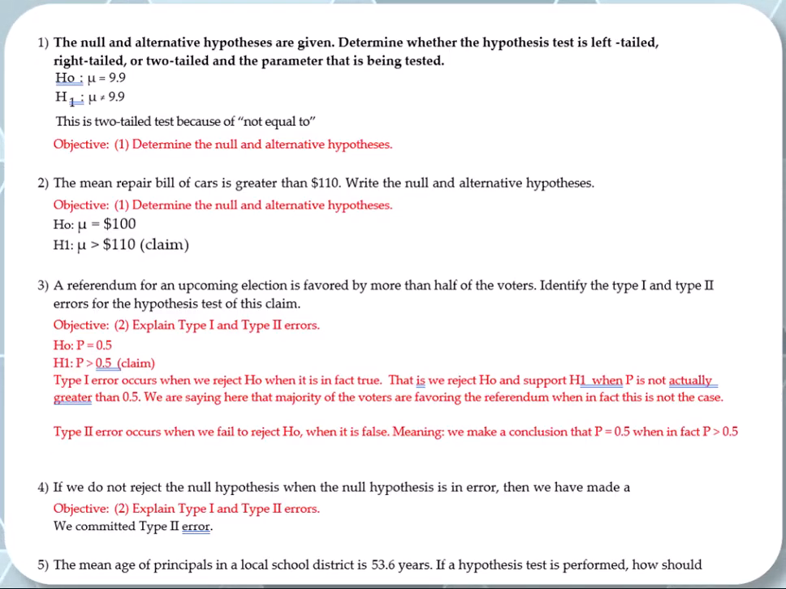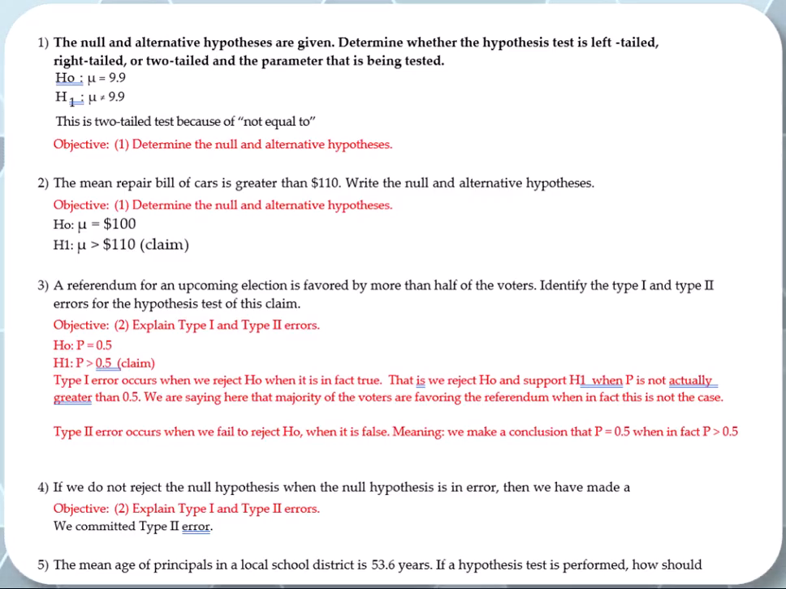Okay, so you can see the null hypothesis is mean equals 9.9 and the alternative is mean not equal to 9.9. When you want to check if a test is right-tailed, left-tailed or two-tailed, you look at the alternative. If the sign in the alternative is less than, it is a left-tailed test. If the sign is greater than, then it is a right-tailed test. And if it's not equal, it's a two-tailed test. And the parameter that we are testing here is the mean.